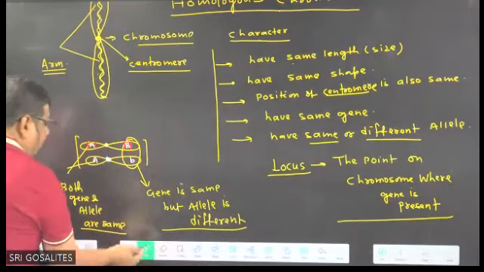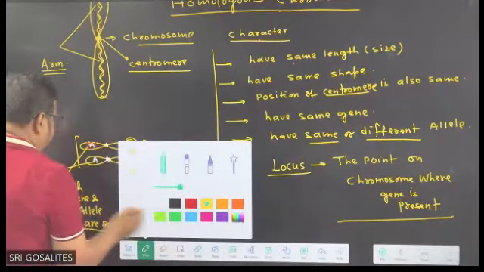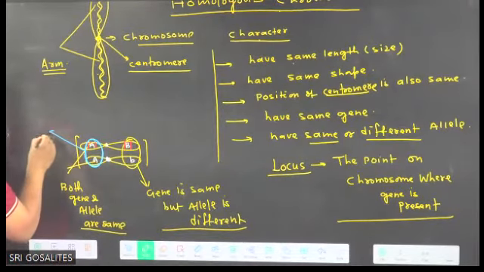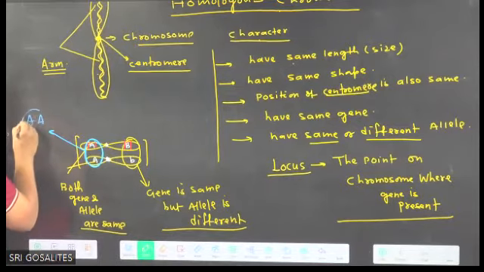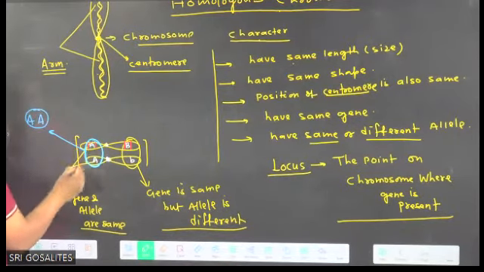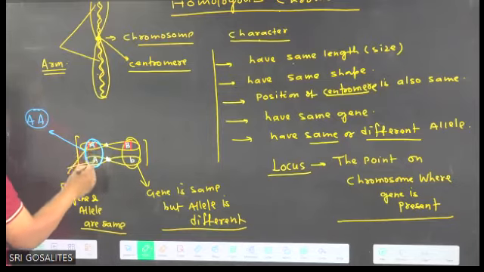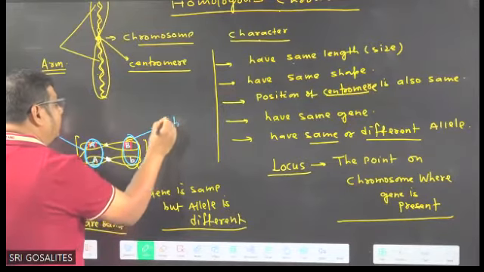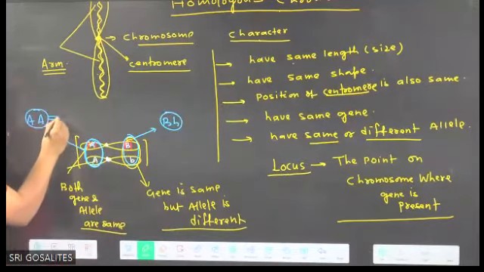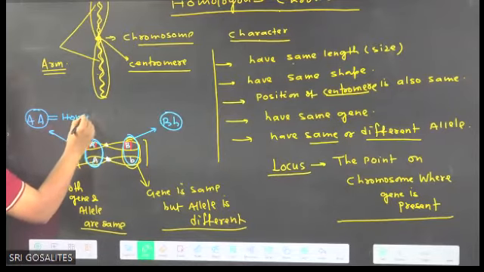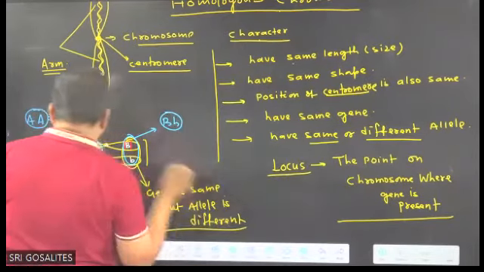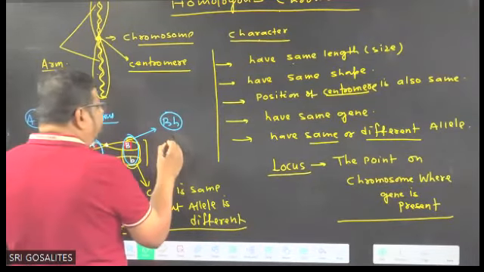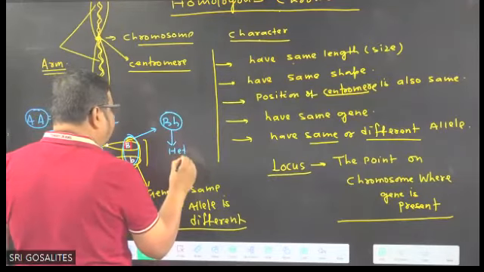Now I am telling here only homozygous. Dear children, now you will understand. It is A, isn't it? A and A. In the homologous chromosome, who is present? Capital A, capital A. And in this homologous chromosome, who is present? Capital B, small b. This is called what? Homozygous. Homozygous. And here it is called which one? Heterozygous.